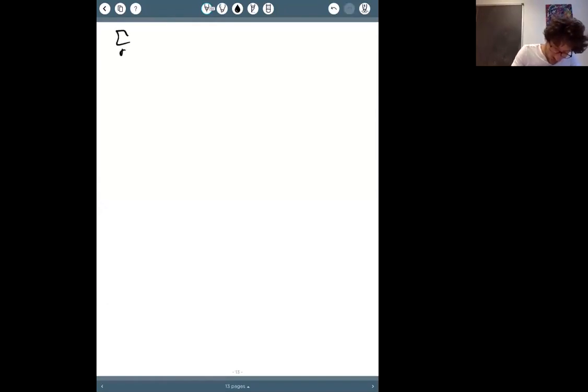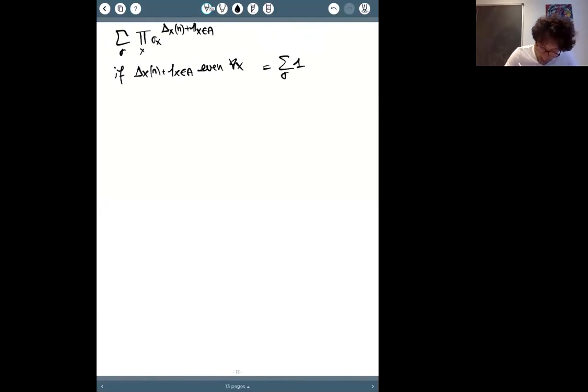So I want the sum over sigma of the product over x of sigma x to this power. I even gave it a name, so let's use it. I want to compute this thing. First, if delta x of n plus indicator of x belongs to A is even for every x, then this sum is just the sum over sigma of one, because whatever sigma x is, you always get one. And this is two to the number of vertices, because that's the number of configurations.